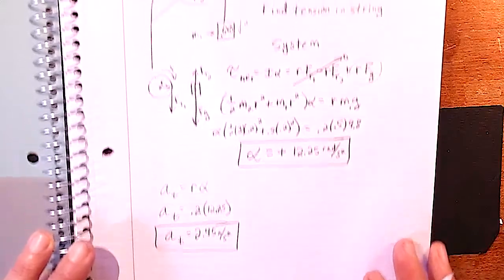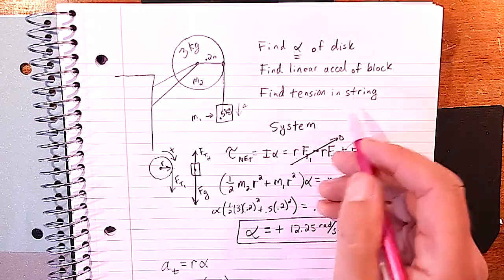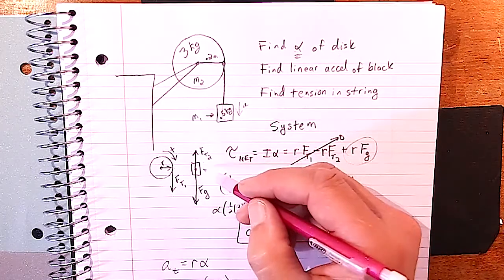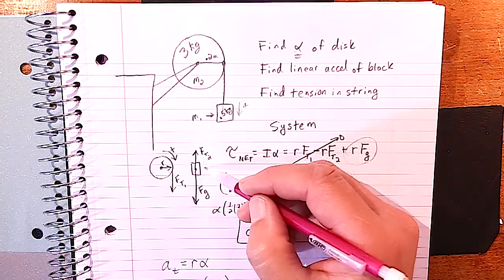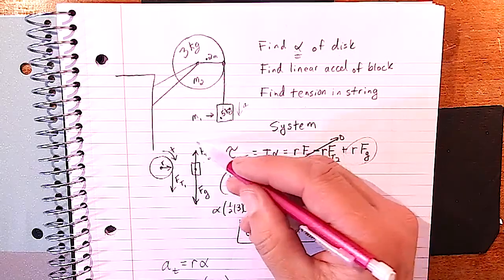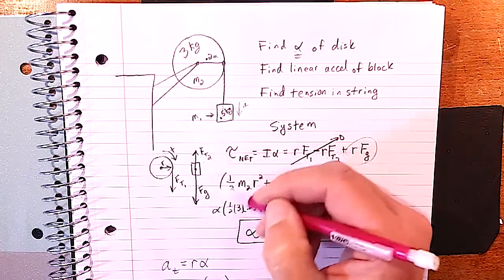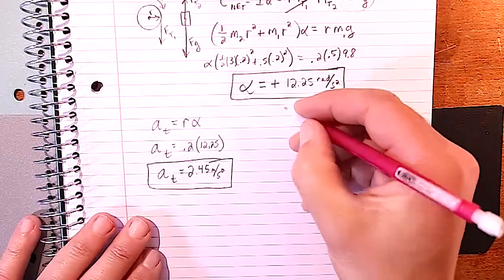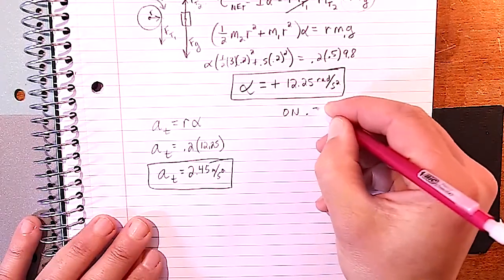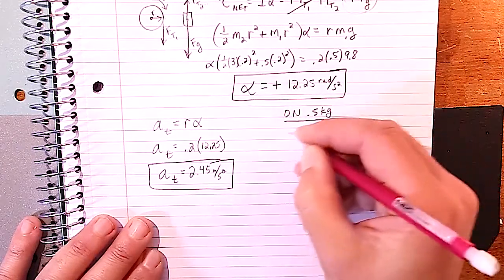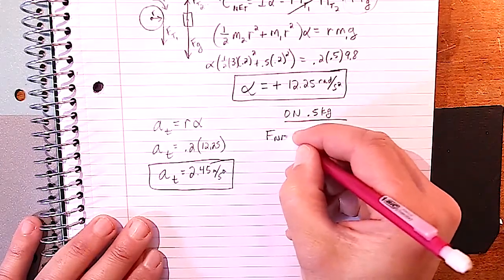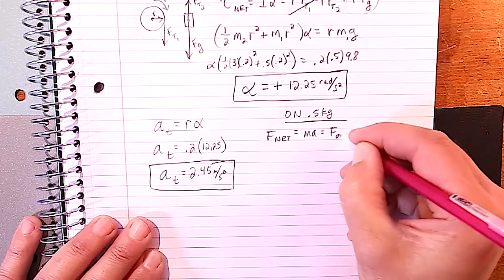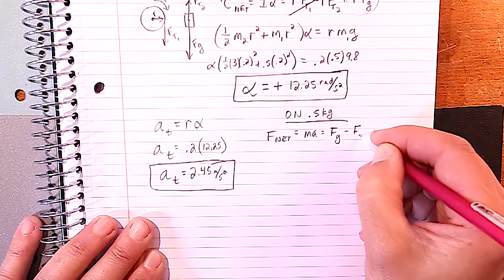Okay, for the final question, it says, what's the tension in the string? What's this force of tension? Well, now that we have the linear acceleration, we can use just a net force equation to figure out Ft2. So to do that, we're just going to say this is on the 0.5 kilogram mass only. So that's going to be F net equals ma equals Fg minus Ft2.